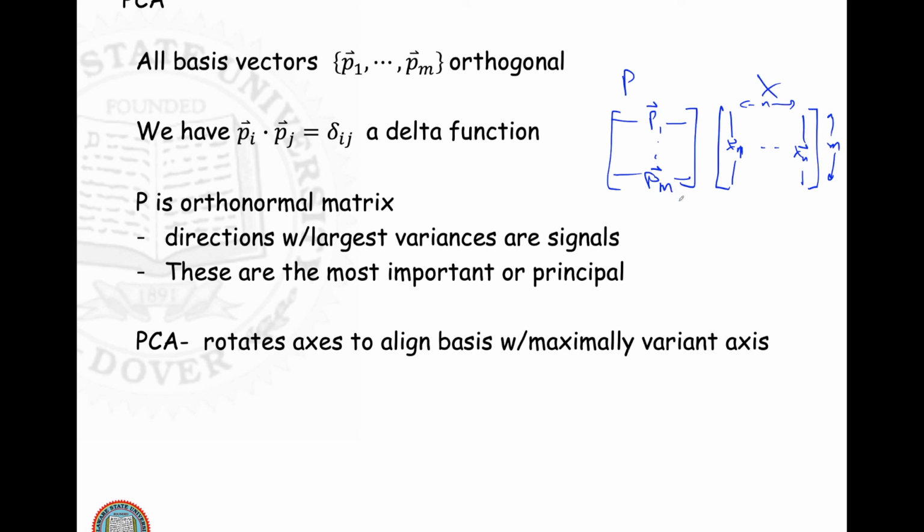And so, moreover, P is going to be an orthonormal matrix. And for this orthonormal matrix, the directions with the largest variance, not all of them, but those that have the largest variance, are going to represent the direction in which your signal occurs. And these are going to be the most important or the principal basis vectors describing the dynamics of interest. So what does this P do? P is going to rotate your axes such that some principal axis or some set of axes are going to align maximally with the axis in the original system along which the variance is maximized. And that's exactly what PCA is doing.